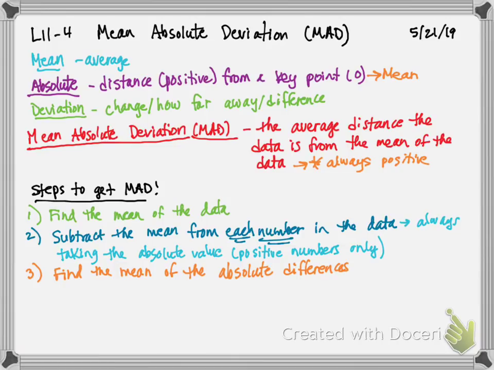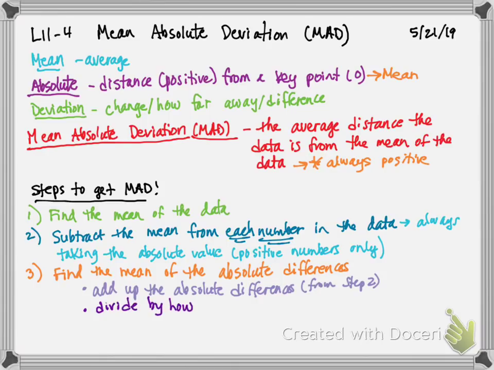So again, a little brief. We're going to add up the absolute differences from step 2. And then we're going to divide by how many numbers were added.